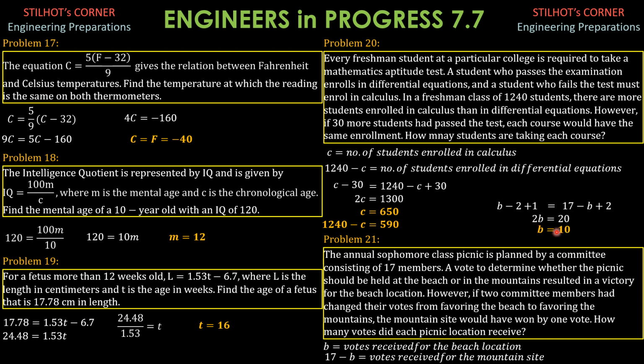That's the number of committee members who voted for the beach location. And 17 minus 10 is 7. That's the actual number of votes received by the mountain site. So if two committee members had changed their votes from favoring the beach location to favoring the mountains, the beach location would only receive 8, which is 10 minus 2, and the mountain site would be 9. That's why 9 is greater than 8 by 1, as stated here. So that's it for this video. I hope that your thinking skills will develop as we consider more word problems.